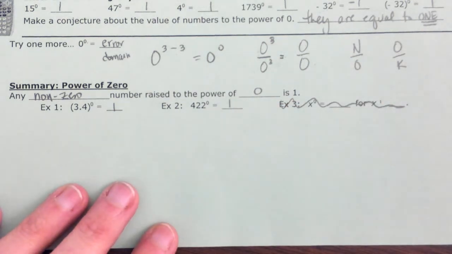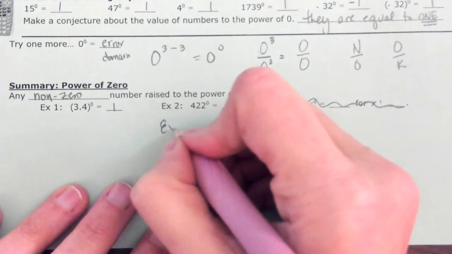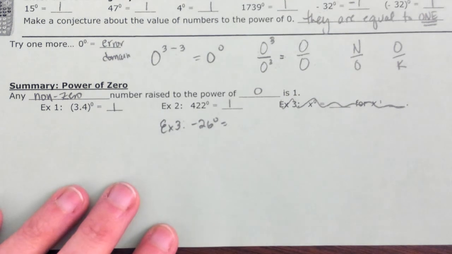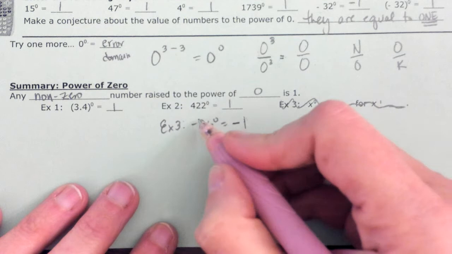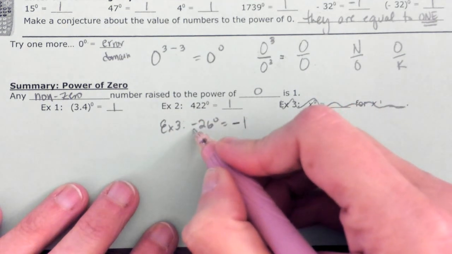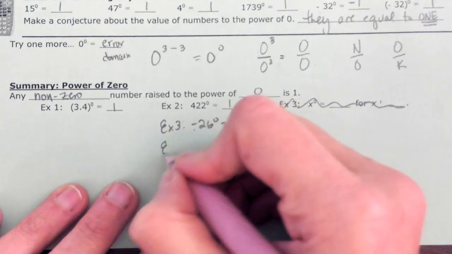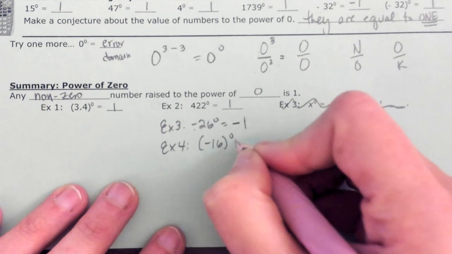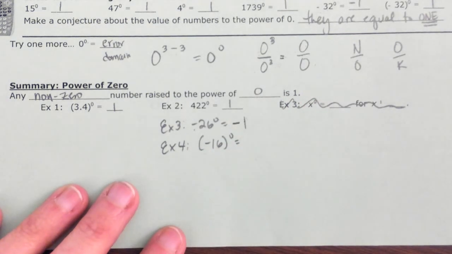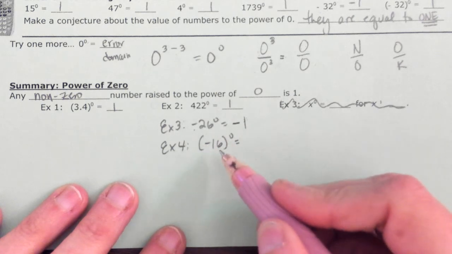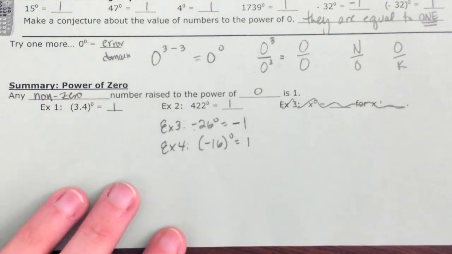Now, just for grins, let's try Mrs. Deal's example 3. Negative 26 raised to the 0 power. That is negative 1, because 26 raised to the 0 power is 1, and then I take the opposite, which makes it negative 1. What about this one? Negative 16 raised to the 0 power. Well, since it's in parentheses, I take negative 16 raised to the 0 power, and I get positive 1.